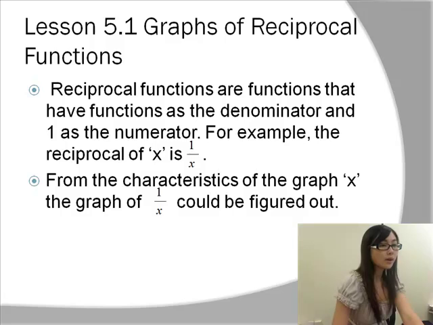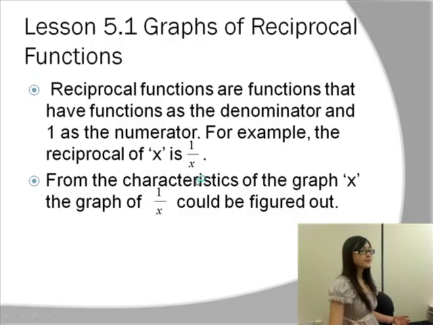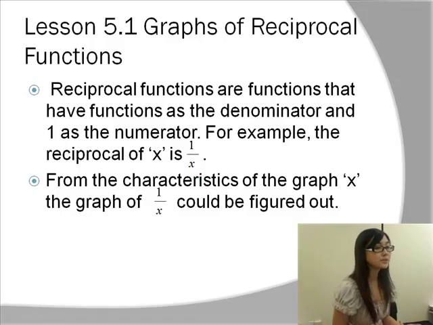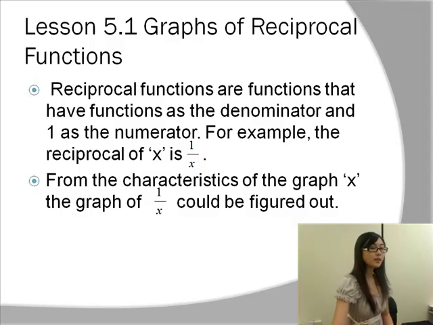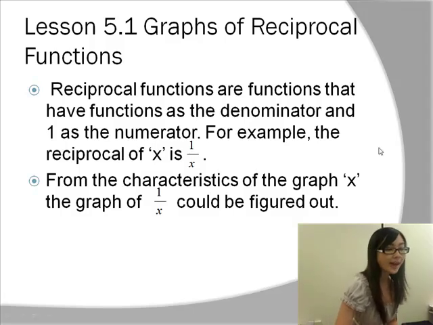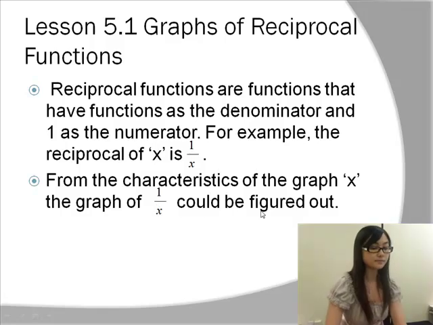Reciprocal functions are functions that have a function as the denominator and 1 as the numerator. For example, the reciprocal of x will be 1 over x. Or you can think of it as you reverse the numerator and the denominator, because x is actually x over 1. And when you reverse it, it becomes 1 over x. From the characteristics of the graph of x, the graph of 1 over x could be figured out.